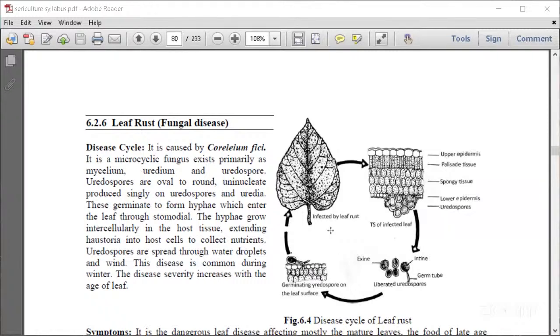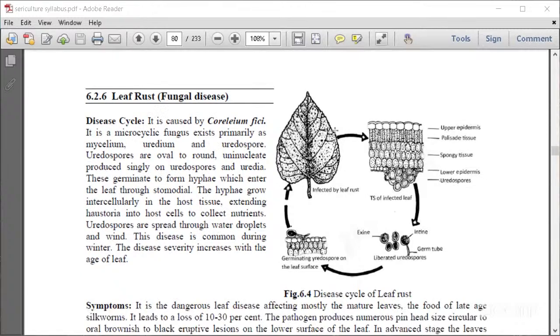And how do the symptoms look like? Here you can see the leaf infected by leaf rust. It is a very dangerous leaf disease affecting mostly the mature leaves, which are the food of late age silkworms. It leads to a loss of 10 to 30 percent.